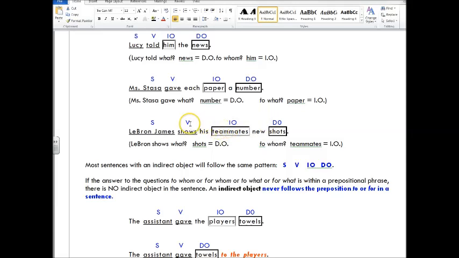I find sometimes what really helps students is if you identify your subject and verb and you put your pencil on the verb like this, and you ask your what question: LeBron shows what? And you draw an arrow to your direct object. He shows shots, and then from here you say to whom? To his teammates. And that's what it would look like.